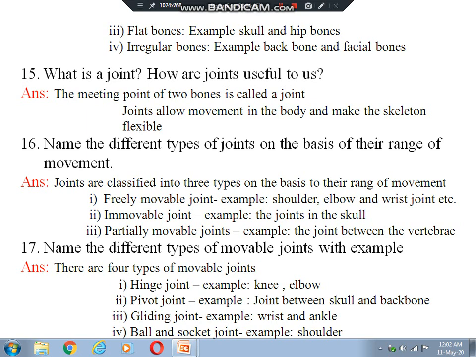So once again, what is a joint? The meeting point of two bones is called a joint. How are joints useful to us? Joints allow movement in the body and make the skeleton flexible.